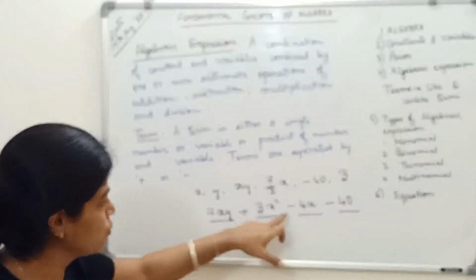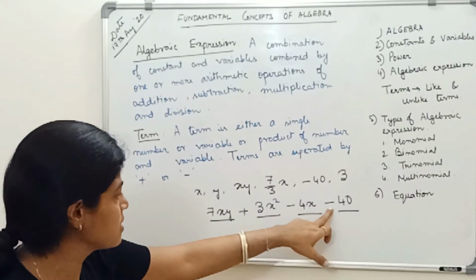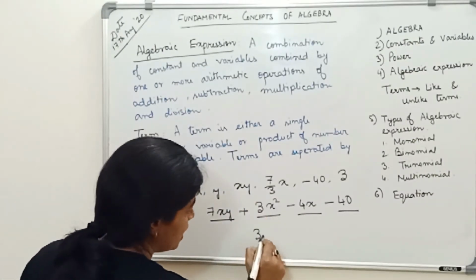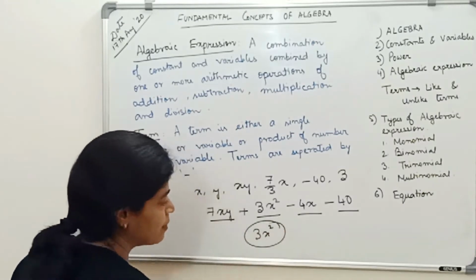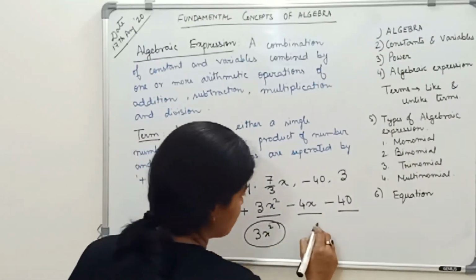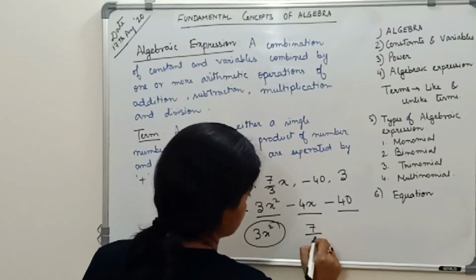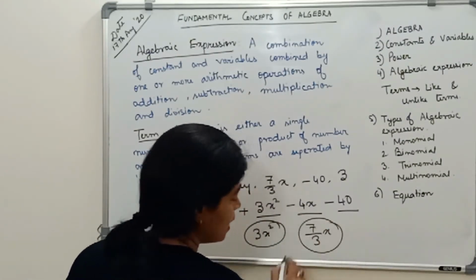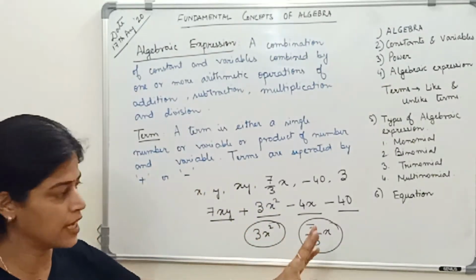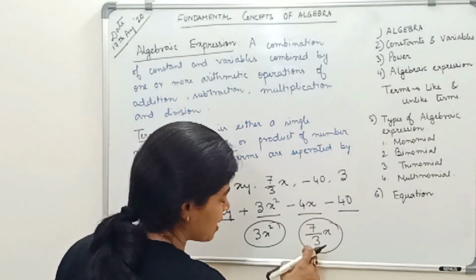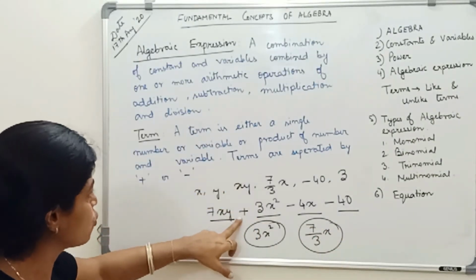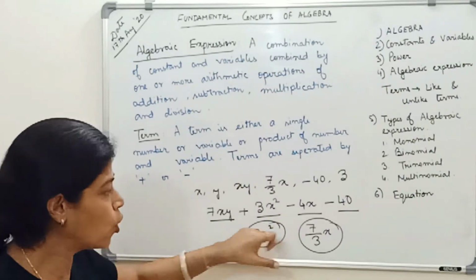Here plus is used, minus is used, minus is used, and multiplicative parts are not separated. 3x square is a whole term; multiplication is within a whole term. If I have a number like 7 by 3x, it is a single term. Multiplication we don't consider as separating terms; we will not consider 7 by 3 as a term and x as a term. A term should be separated by plus or minus.